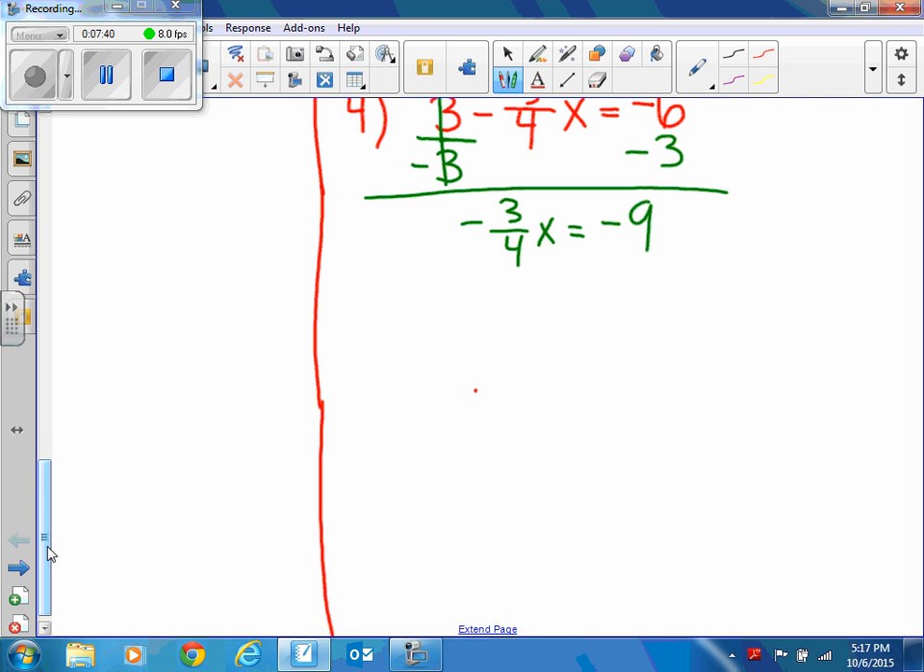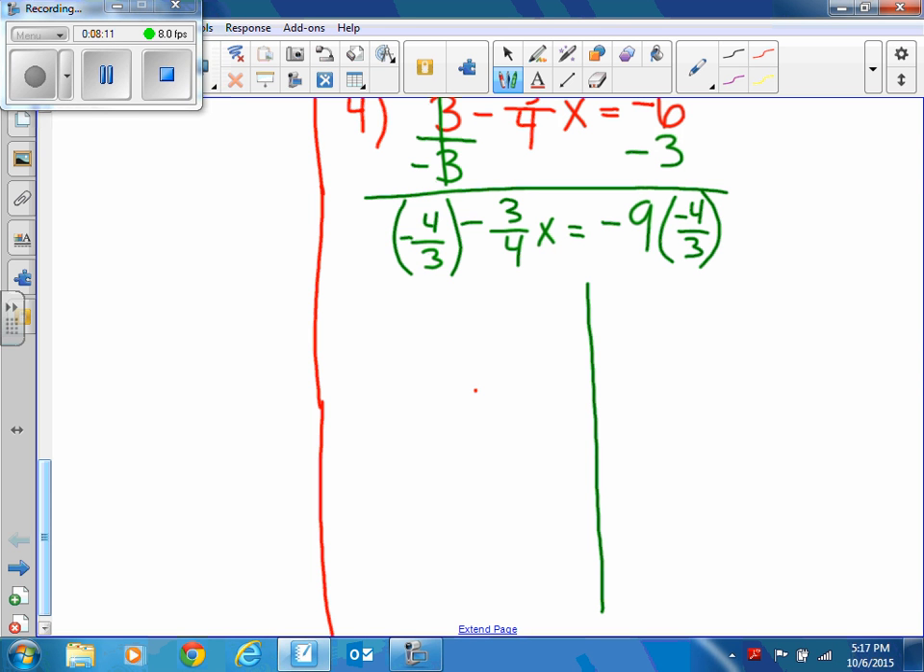Now, this is where you can kind of go two separate ways, and I'm going to write the two ways, and whichever you choose is fine. I know that some of you thought the one way looked a little bit difficult, but it is my job to show you all the options. So we could multiply it by the reciprocal. So the reciprocal of negative 3/4 is going to be negative 4/3. And then we would have to multiply this side by negative 4/3 also.